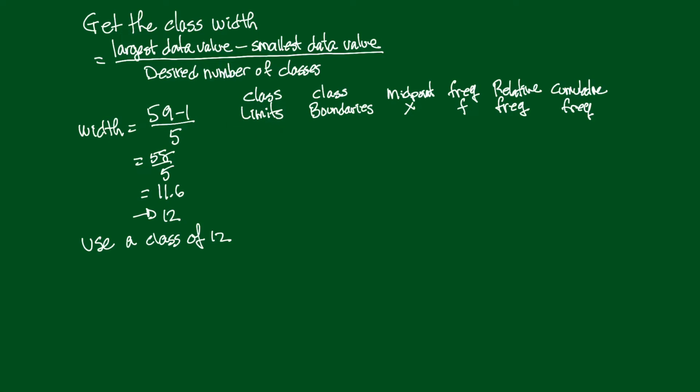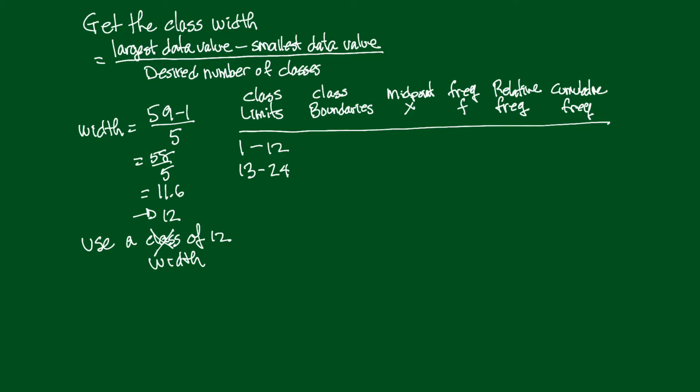Now, let's get these. So the class limits. Well, we said we're going to use a width of 12. All right, so here's what we're going to do. We're going to start at the smallest one, and I want 12 pieces of data to go in here. So this is going to go 1 to 12, and then 13. Now, I want 12, so you're counting 13. If I just added 12, I'd get 25, but I'm counting 13, so this is going to be up to 24, right?